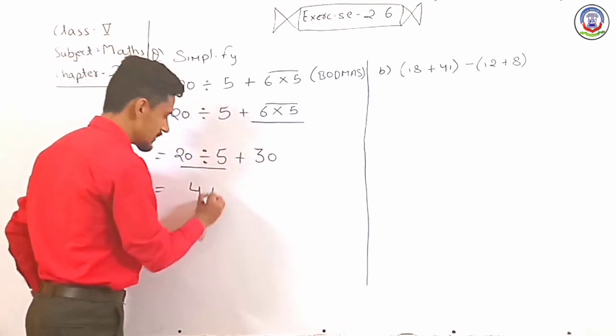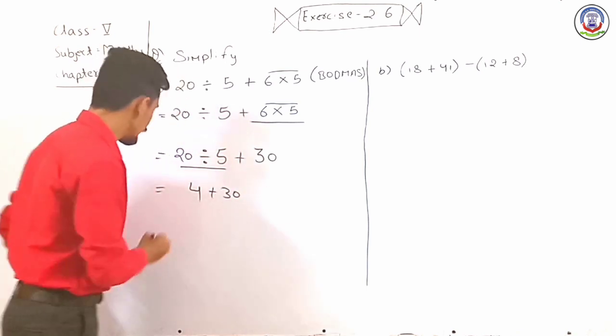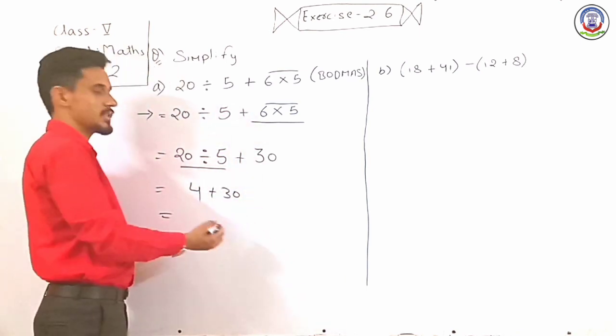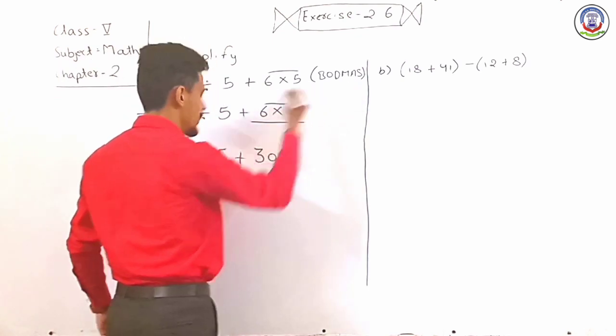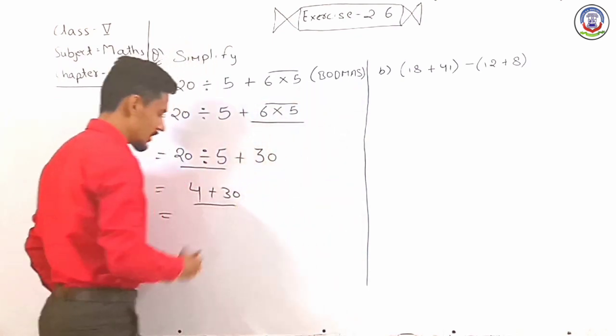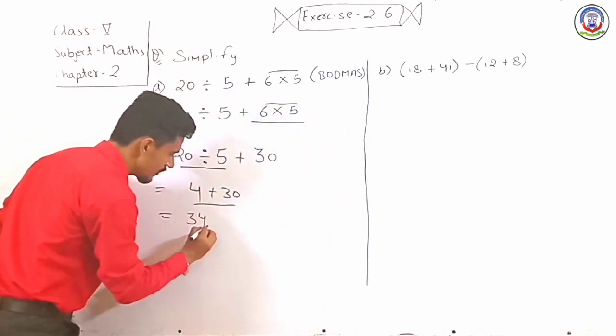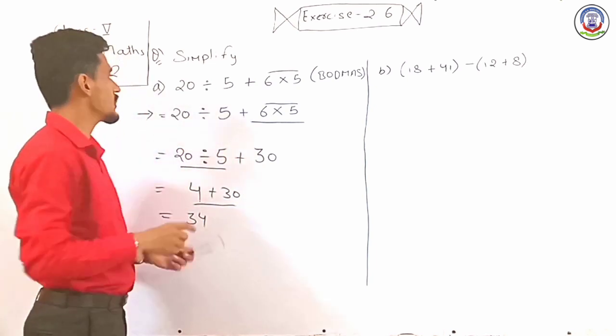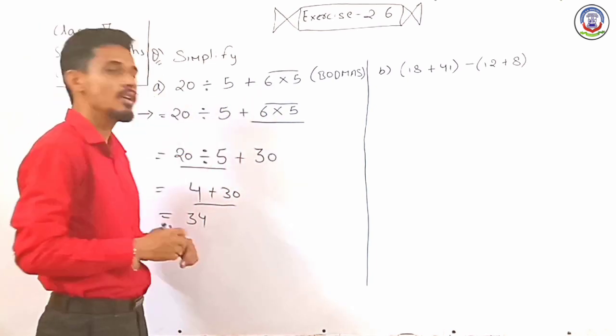Next, 4 plus 30 remain the same. Next we have 4 plus 30, that is addition. There is no multiplication, so we do addition. So it is 34. So the simplification of this equation is 34.